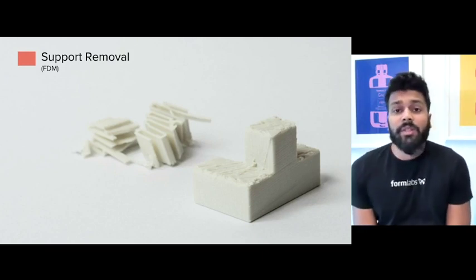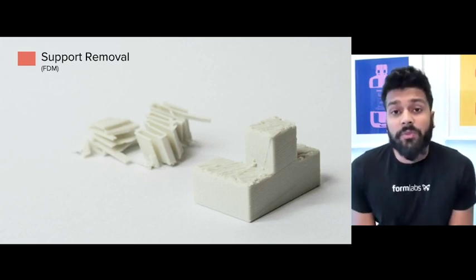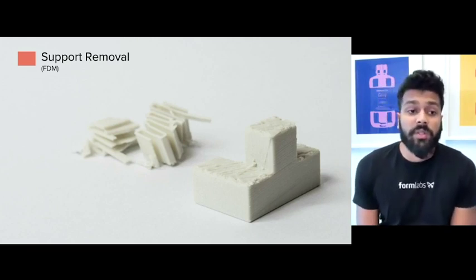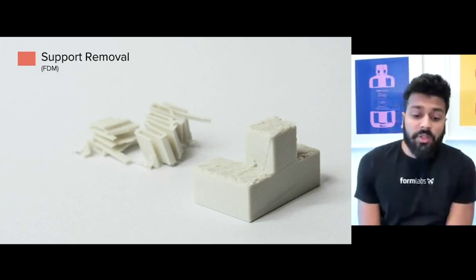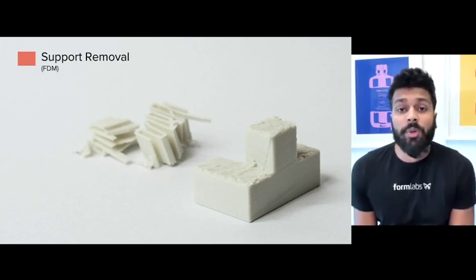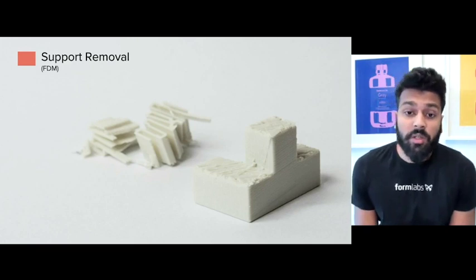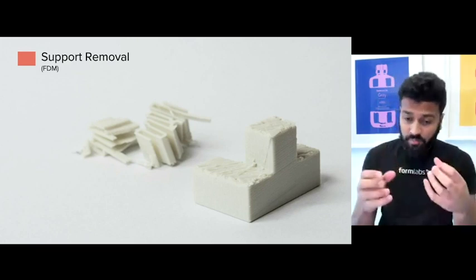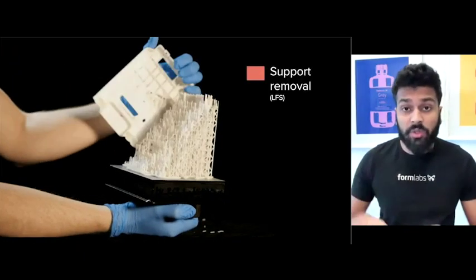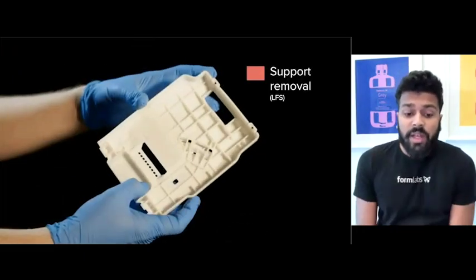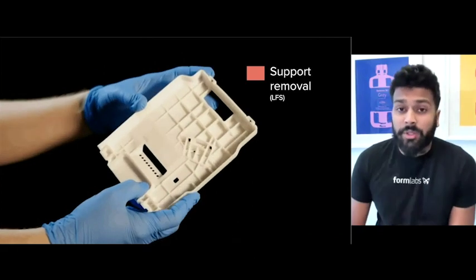For FDM machines, supports come in two flavors. The first is the soluble support, which is support structures that dissolve in water. The second type of supports are printed in the same material as the FDM part, like the actual part you have. You'll also have to break those away manually or using some sort of clippers or flush cutters. And that's a little bit more tricky to do.